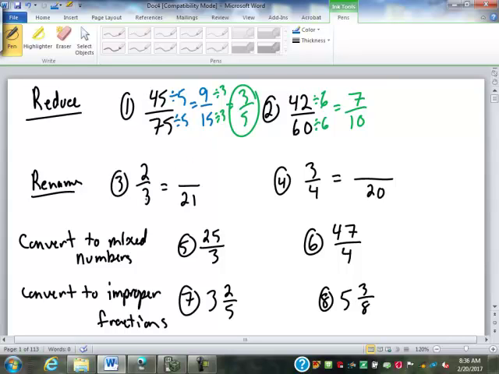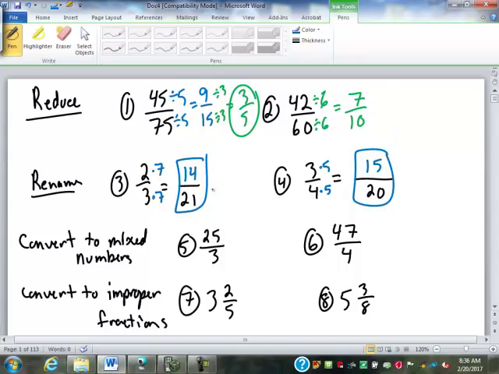Here, renaming. What do we have to multiply the 3 by to turn it into a 21? 7. So it's 2 times 7 makes 14. So 14 over 21. 4 times what to make 20? 5. So 3 times 5 is 15. Any questions so far?